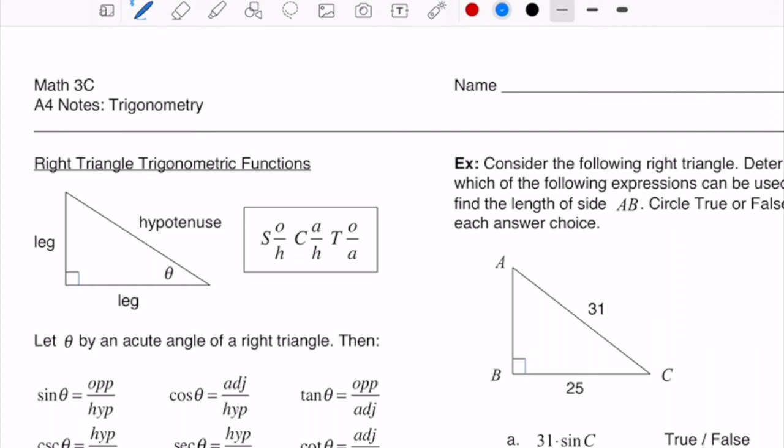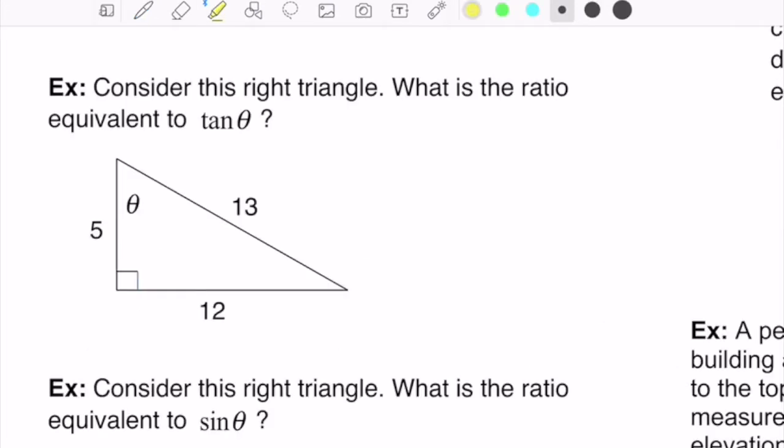Right, so in the notes for A4, we're going to be doing problems involving trigonometry. The first part of the notes here has some reminders about sine, cosine, tangent, and then cosecant, secant, and cotangent. So those trig ratios that you need to know. All right, moving on to some practice problems.